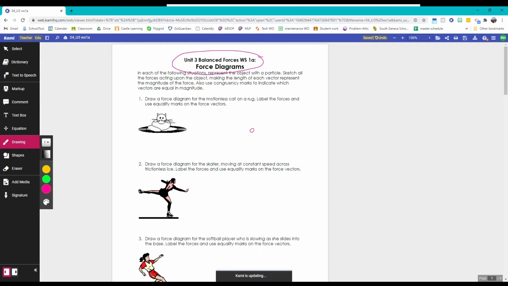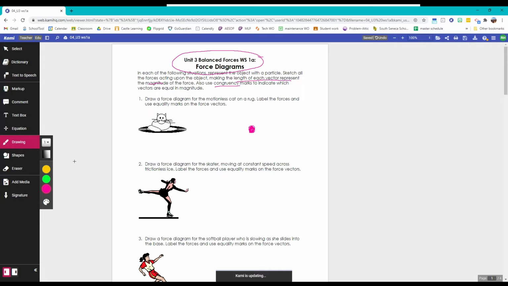Okay, cat becomes particle. We want to sketch all the forces acting on the object and make sure the length is representative of the magnitude or size. So forces that are a lot bigger should have longer lines. It also tells us to use congruency marks to indicate which vectors are equal in magnitude. So if the object is not in motion, we know the forces are balanced, or if the object is in constant motion, if it's not accelerating, we know they're balanced, so they would have to be equal to balance out.